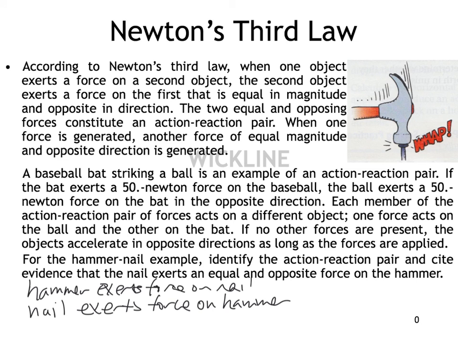Now, evidence that the nail is definitely exerting a force on the hammer, you probably would have had to have hammered a nail at some point to get this one, but the evidence is that when the hammer hits the nail, the hammer slows down, meaning it's received a negative acceleration. And the only way that can happen is if there is a force pressing up from the nail to the hammer. That's the only way it can get a negative acceleration.